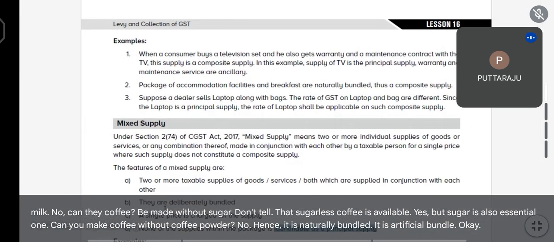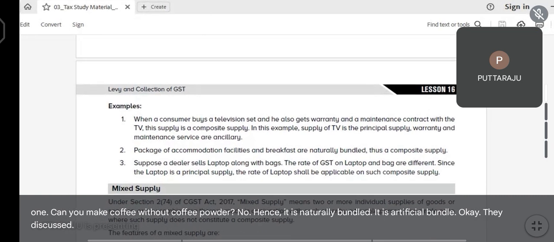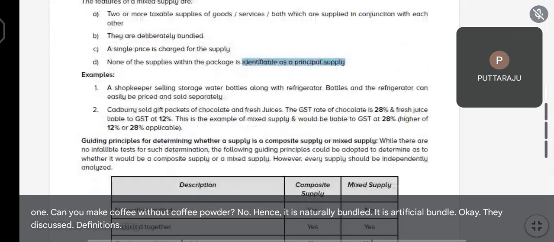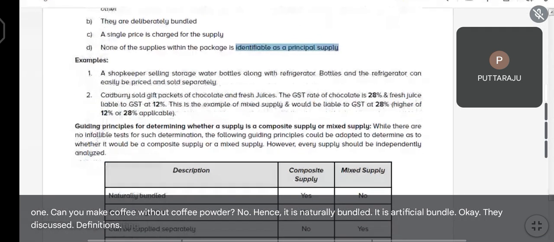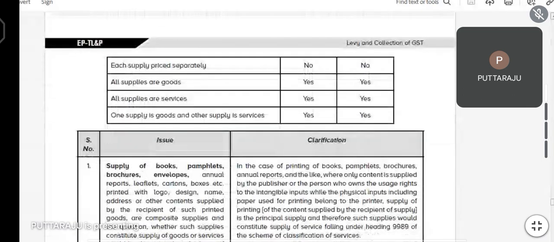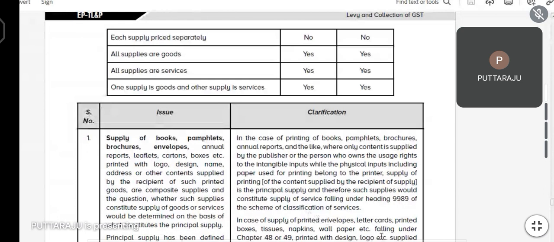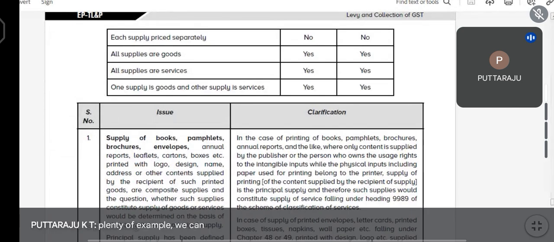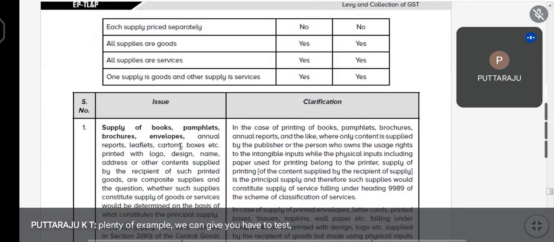They discussed the definitions. Plenty of examples we can give. You have to test all these things.